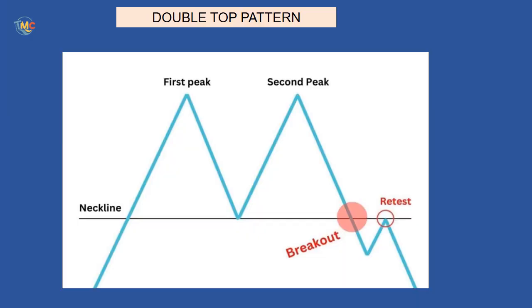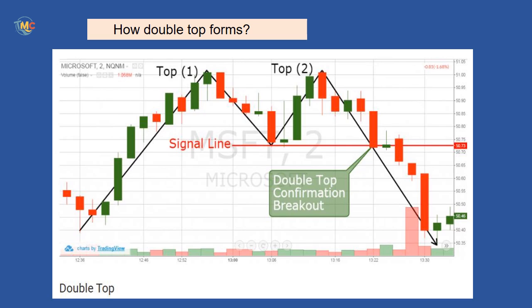A double top is a classic chart pattern that signals a potential reversal in the price of a stock or an asset. It typically forms after a strong upward trend and is characterized by two distinct peaks at roughly the same price level, separated by a trough. This pattern indicates that buyers have attempted to push prices higher on two occasions, but have failed to break through a significant resistance level. How a double top forms.